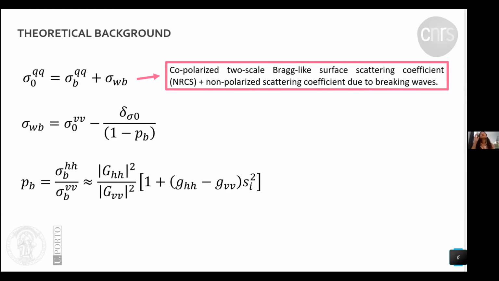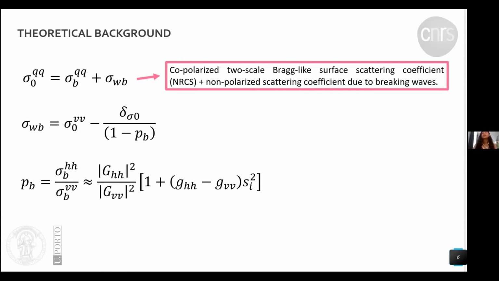In order to understand the normalized radar cross-section that comes from the non-polarized scattering, we can first consider the total normalized radar cross-section as the sum of two terms. The first one is related to the copolarized two-scale Bragg-like surface scattering coefficient, and the second one to the non-polarized scattering coefficient due to the breaking waves.